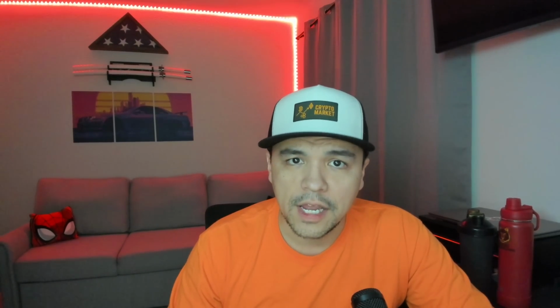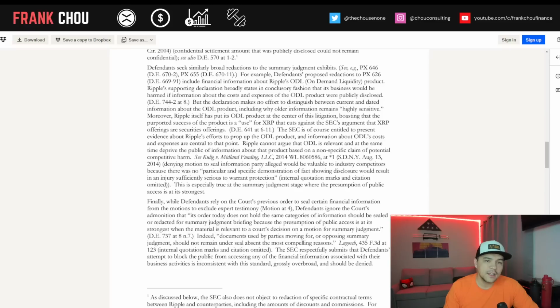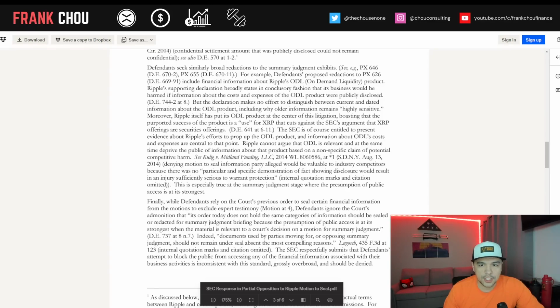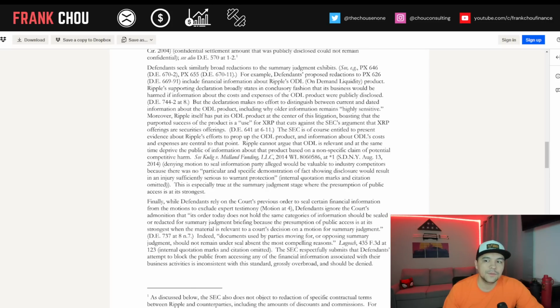So when you look at all of these arguments the SEC is making, it really does tie back to everything they're trying to argue in regards to the Howey test. Next, they say defendants seek broad redactions to the summary judgment exhibits. For example, defendants' proposed redactions include information about the on-demand liquidity product.